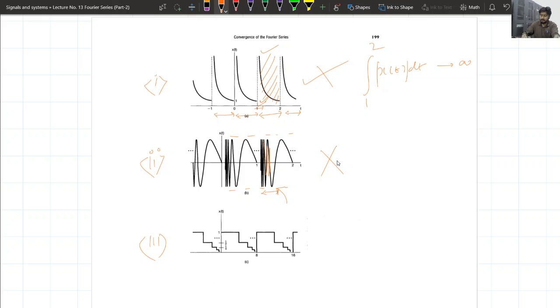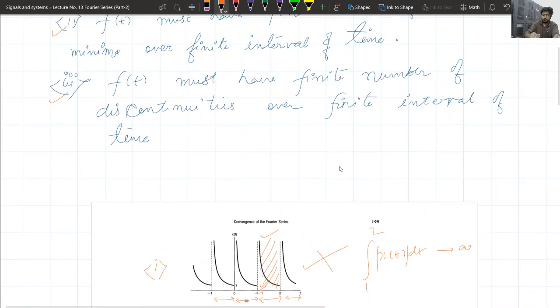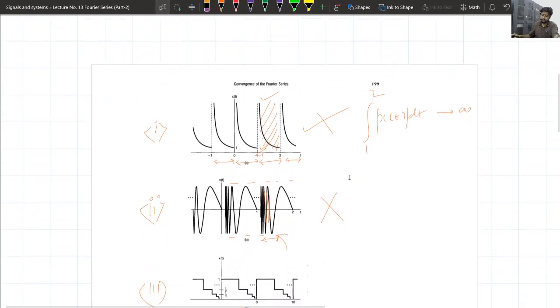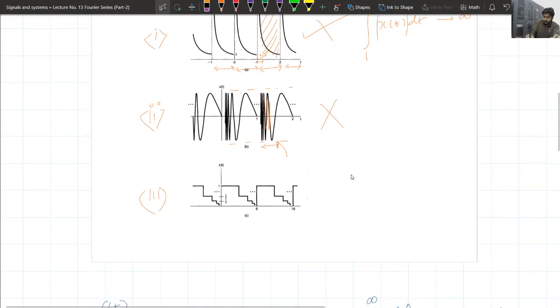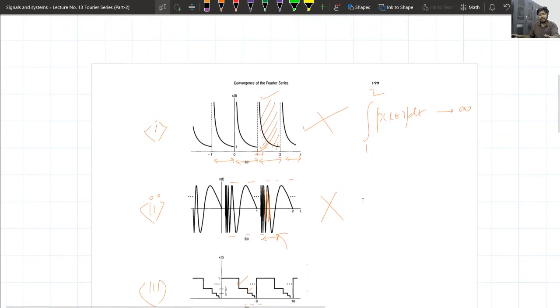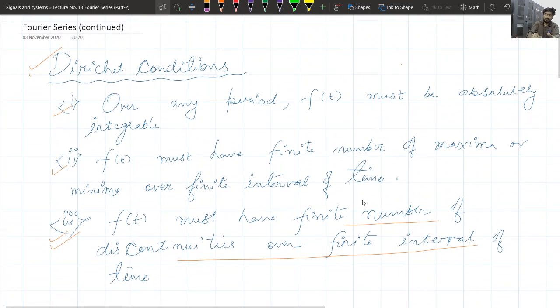And the third case: the signal must have a finite number of discontinuities over any interval of time. We can see this is one discontinuity, this is another. Likewise, there are an infinite number of discontinuities present in one single period of this signal. Hence, we cannot do the Fourier series representation of such signals. So any signal that can be represented as a Fourier series summation must follow the Dirichlet conditions.